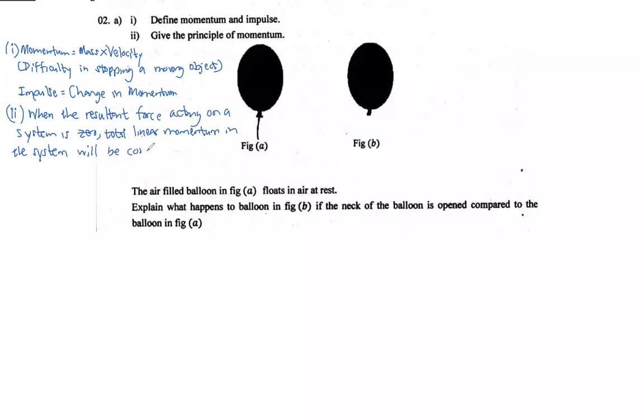You can't say initial momentum equals final momentum. You can't write a blunt answer like that. It has to be very precise, so you have to give the condition. That's done. So we are done with Roman 1.